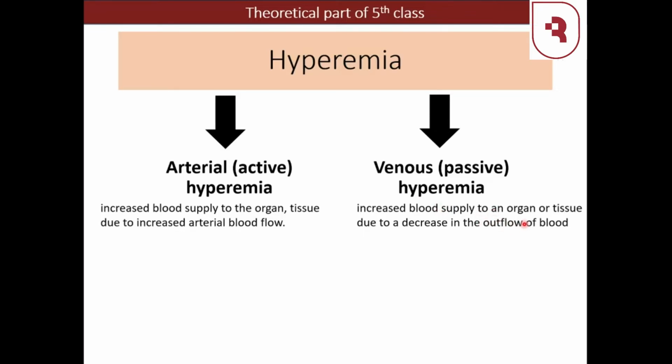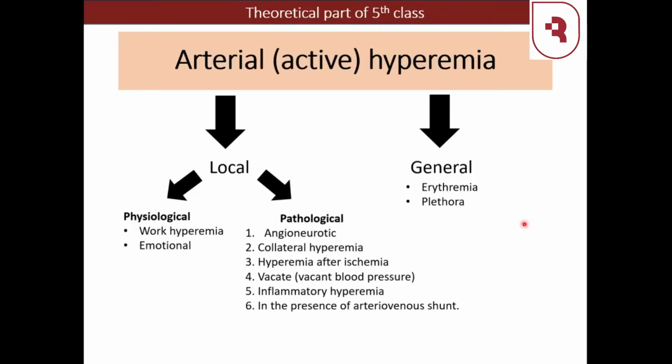So we will see some venous thrombus, for example, obturation of veins or obstruction of them, and all of this has different etiology. First of all, we should discuss arterial or active hyperemia. Arterial hyperemia could be local and general. In case of general arterial hyperemia, we may see only two processes: erythemia or Vaquez disease, and plethora.